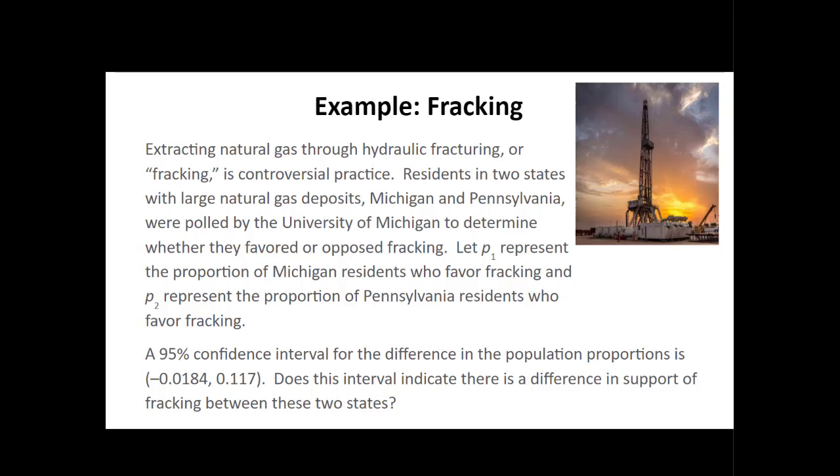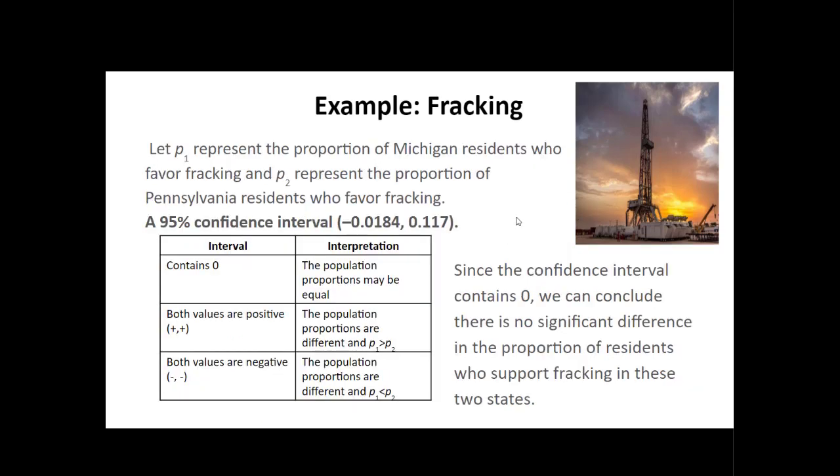0.0184 as the lower bound and 0.117 as the upper bound. Does this interval indicate that there is a difference in support of fracking between these 2 states? What I've done here is I've just made things a little bit bigger, and I've gone ahead and put this interpretation table for us here.